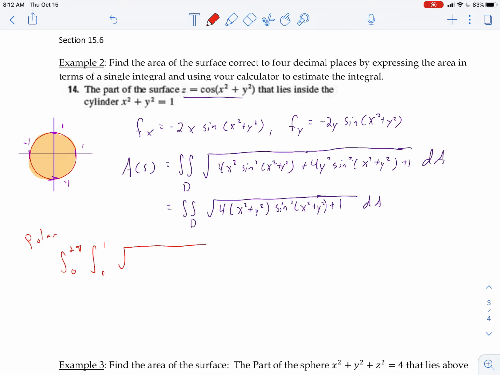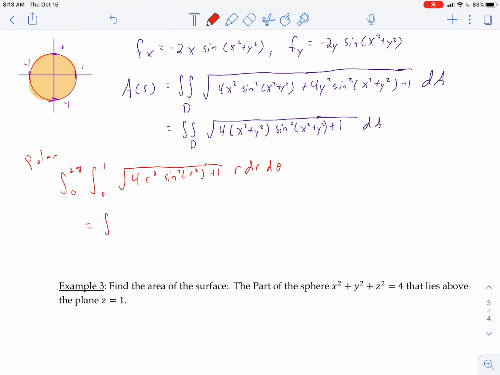Then I can rewrite a lot of this. I can't take the square root of that and pull it out, because it's plus 1 right there. That x squared plus y squared is just going to turn into r squared. And then I have another sine squared of r squared, plus 1, and then I'll say r dr d theta. Don't forget about that little r there.